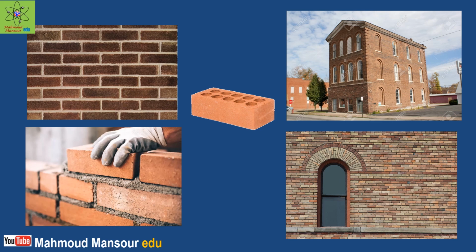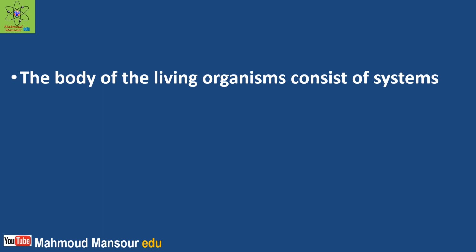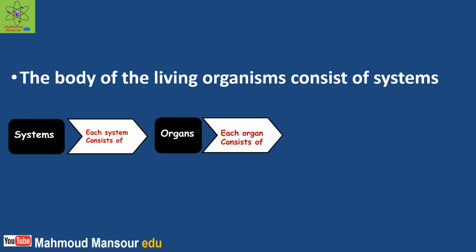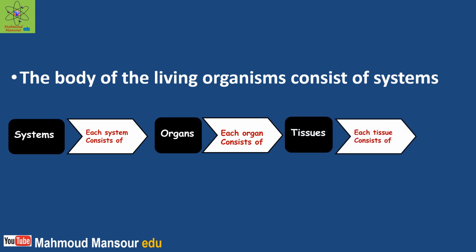By the same idea, the body of the living organisms consists of a group of systems. Each system consists of a group of organs. Each organ consists of similar or different tissues. Each tissue consists of symmetric units called cells. So the building unit of the living organism body is called the cell.